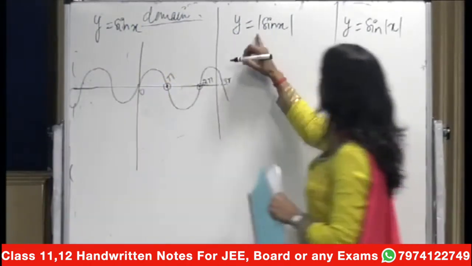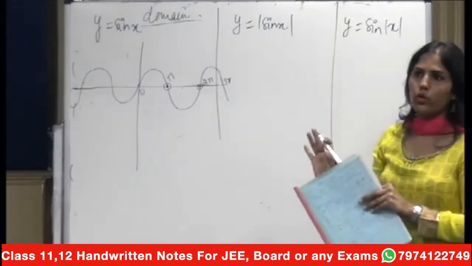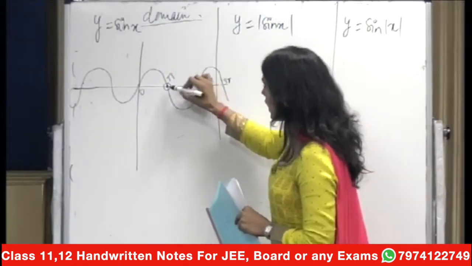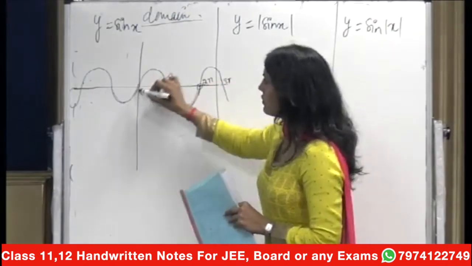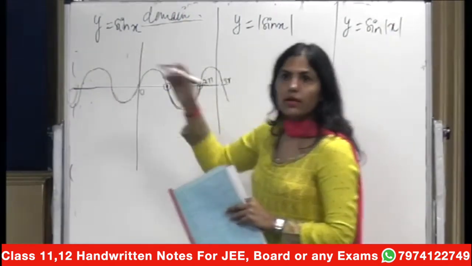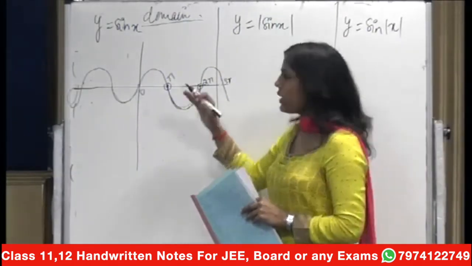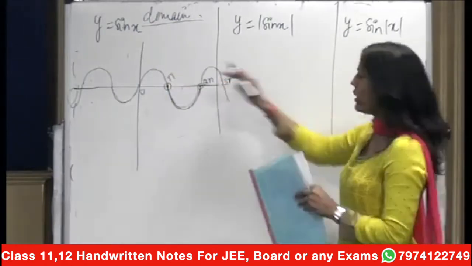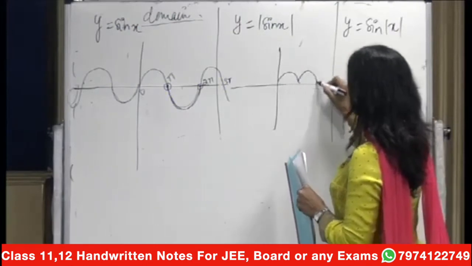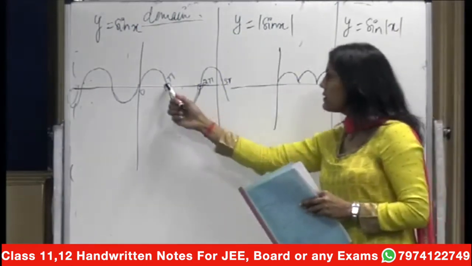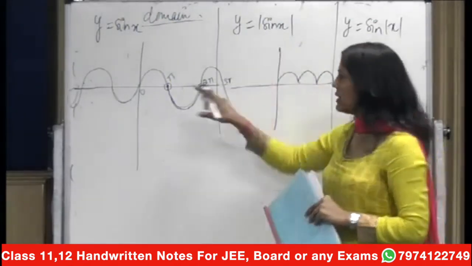Now if I ask you the mod of sin x graph, mod means now there will be no negative value. No negative value means the graph will not be in this region. Here the value is -1, here the value is -1. From this graph only I am giving you an idea: the graph of mod sin x will be this. These negative values will become positive. So the graph will reverse. This will become this.